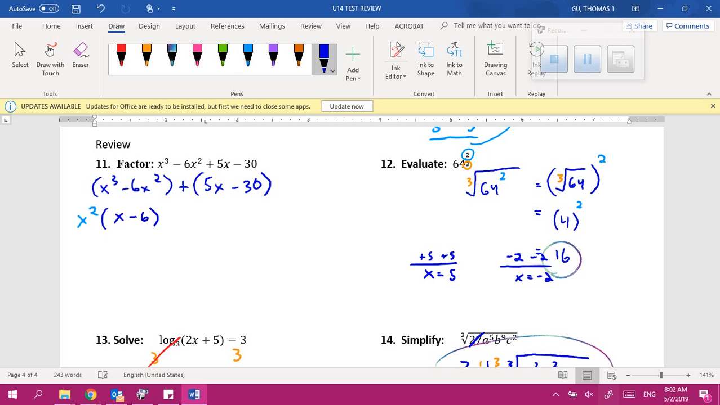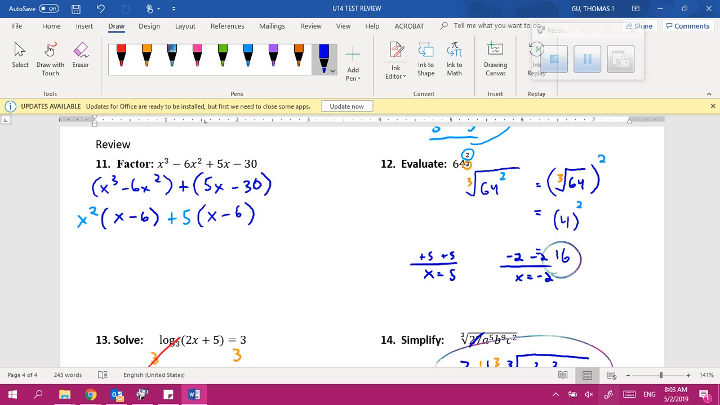Now I'm going to take out the greatest common factor from my second group, which is 5. Positive 5 or negative 5? Yeah, positive 5, just leave it positive. So plus 5. And if I factor out the 5, what's going to be left? x minus 6, right? And it has to be positive 5 because what's left in your parentheses, they have to match up, all right?